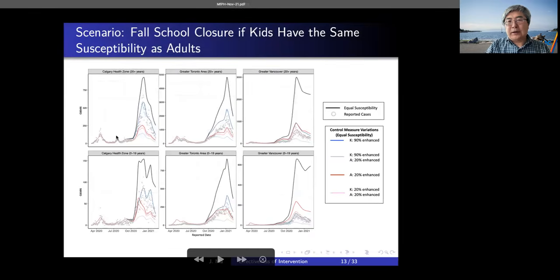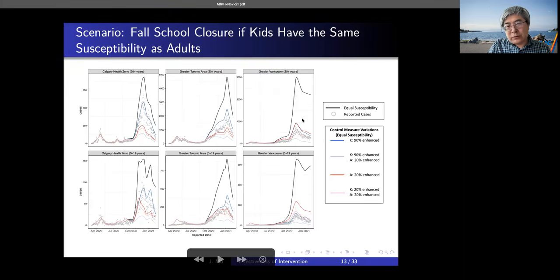So at last, what if the kids have the same susceptibility as adults, and what if the schools were closed in the fall? As you can see, if the kids have equal susceptibility as adults, the case counts, that's the blue curve, would be much higher, but it would have a much larger effect in Vancouver.